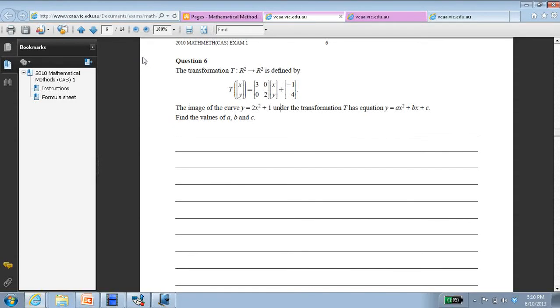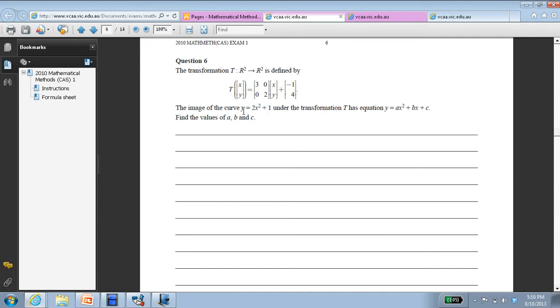In this video we're going to go back over transformations of a function using matrices, which has come up on the exam from time to time. It came up on the 2010 exam 1, so we're going to look at that question now. So we've got a transformation defined here, and we are going to transform this curve.